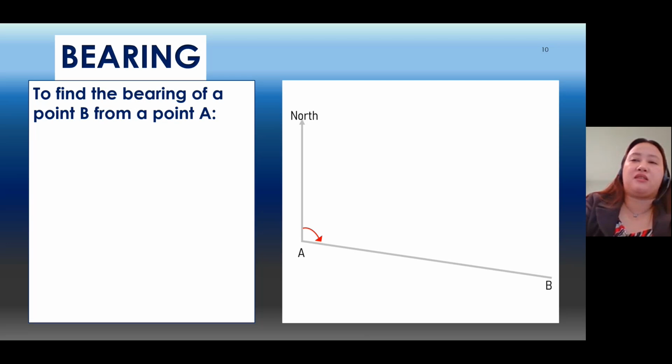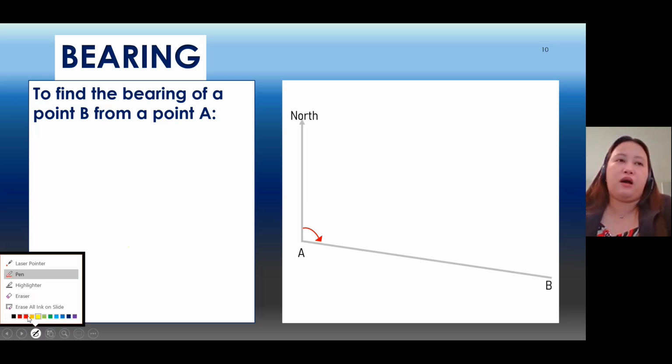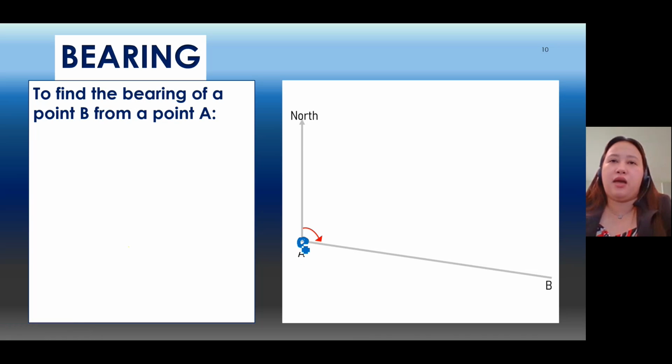So what is the step-by-step procedure? If we have here points A and B, so for example, we do have points A and B. This is our A, and this is our B. What is the first thing that you are going to do? The first thing is to connect the 2 points. Okay, you have to connect the 2 points.